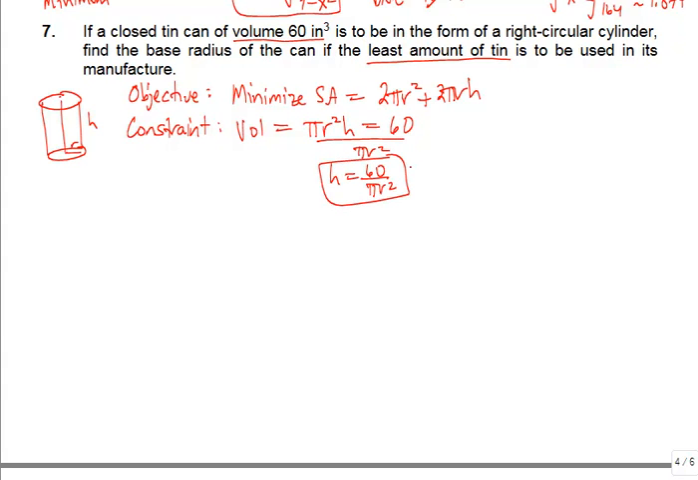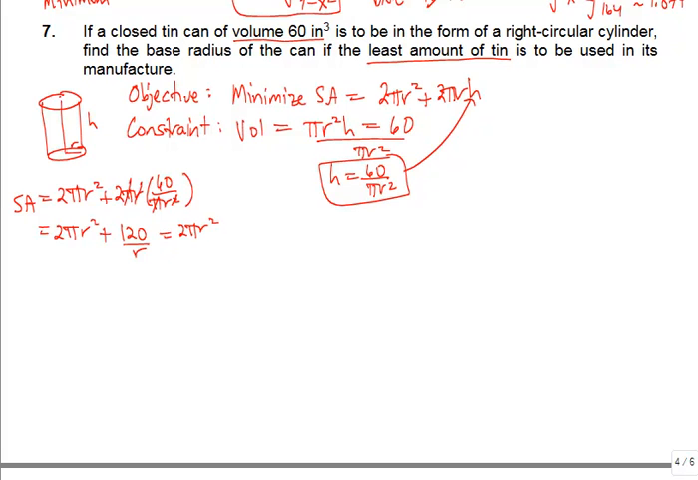And then we can take that and substitute that in up here. So my surface area becomes 2 pi r squared plus 2 pi r times 60 over pi r squared. So simplifying that a little bit first, the pi's cancel and one of the r's cancel. 2 times 60 is 120, and we'll still have an r in the bottom. And you can move that r up to the top and make it a -1 if you want. So now we have our surface area.